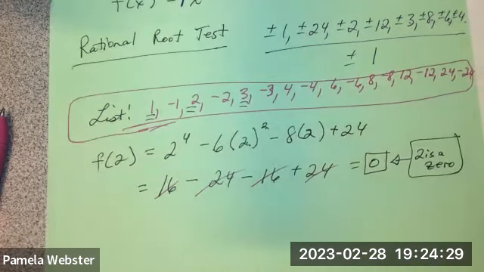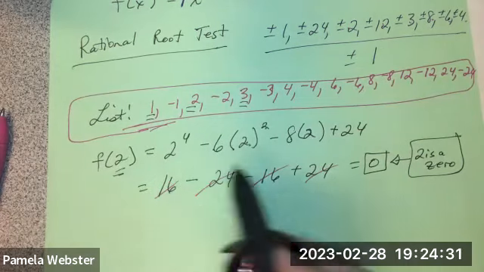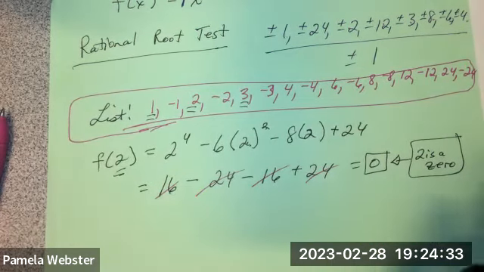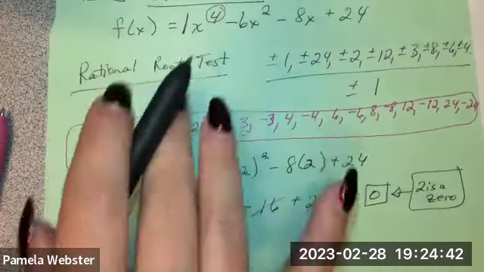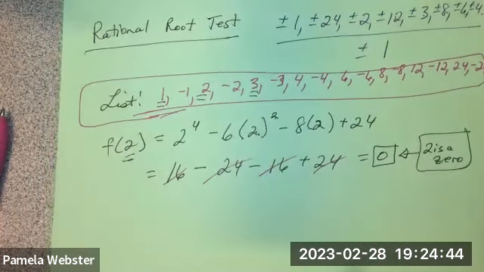Okay, that's how I read that. I plugged in 2. I got out 0 for my y. 2 is a 0. That's one of my solutions. Well, that's all great and dandy, but remember this was x to the 4th, so I need to do something to reduce this down.